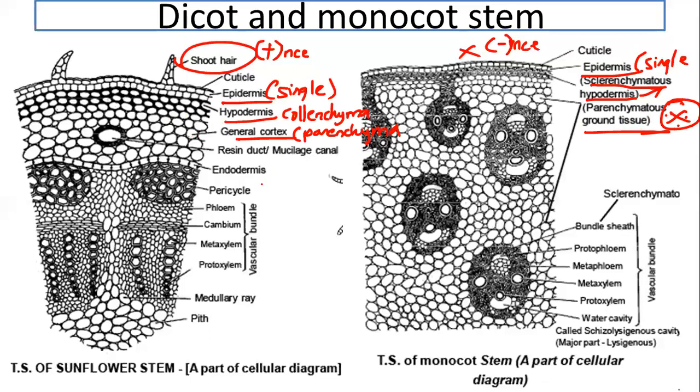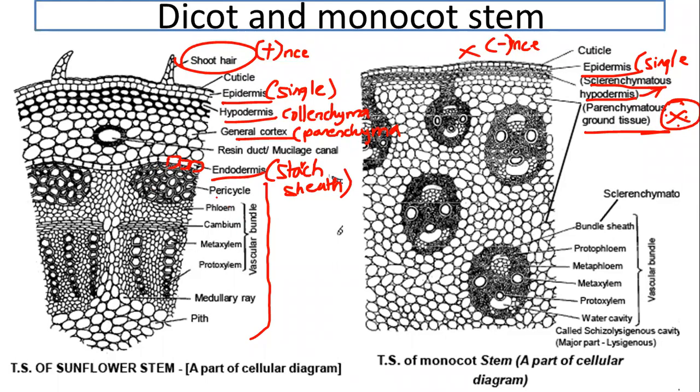Let's come to the endodermis. Endodermis is the innermost layer of the cortex. It contains a starch sheath, with starch grains present in it, and it will be a single layer. All other tissues are present inside the endodermis.